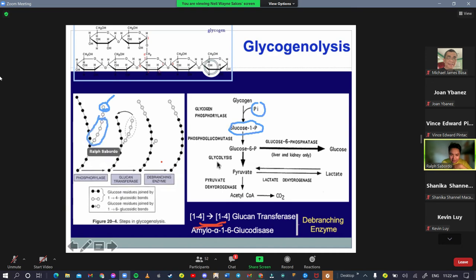4, wherein another enzyme activates here, called the glucan transferase. So here, what the glucan transferase does is that, when there's only 4 of them left, it transfers a trisaccharide, the tree here, into another branch. So which moves us to the next figure here.